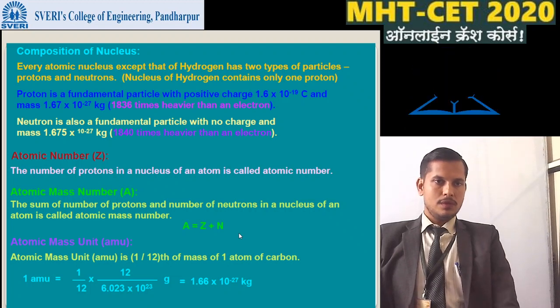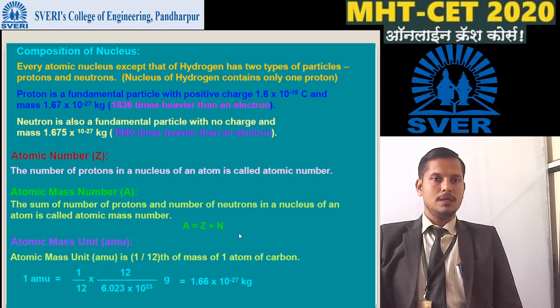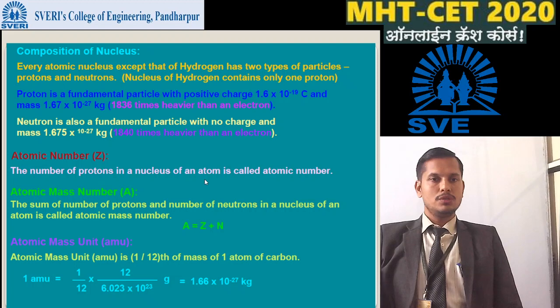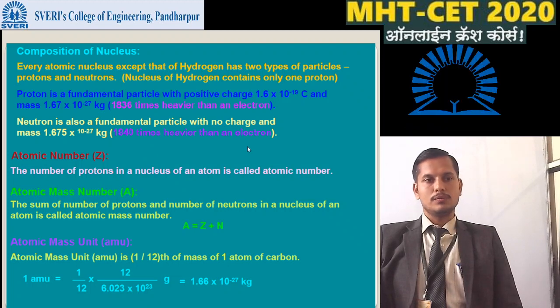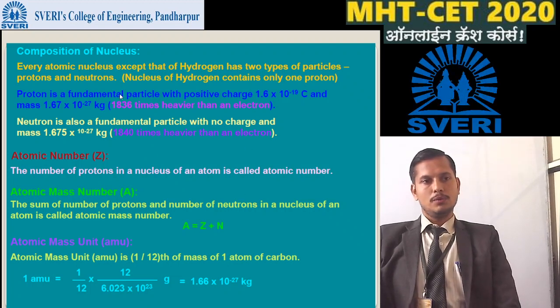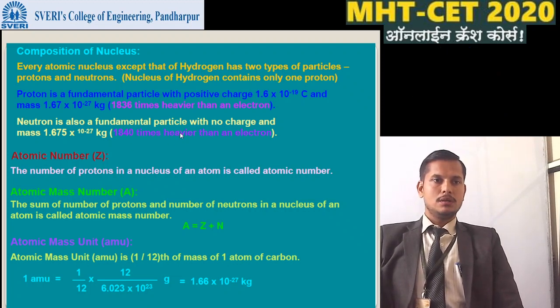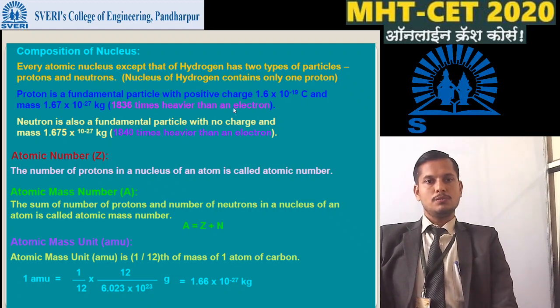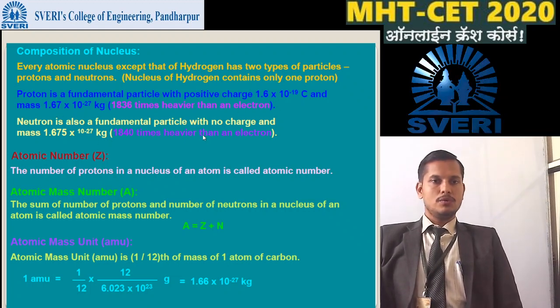That is 1836 times heavier than an electron. A neutron is also a fundamental particle with no charge, and its mass is 1.675 × 10^-27 kilogram, which is 1840 times heavier than an electron. So if we check the proton and neutron, which are the basic building blocks of the nucleus, the proton has positive charge with its mass given, and the neutron has no charge, and its mass is also given.